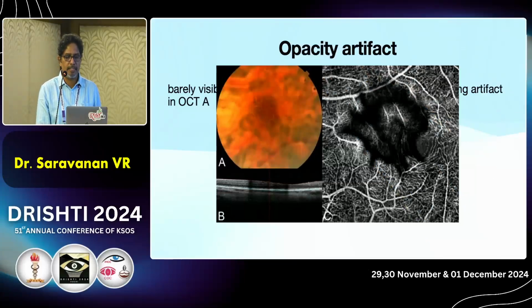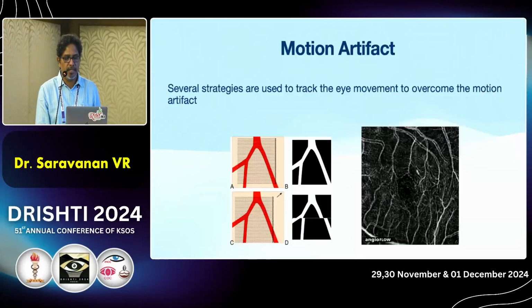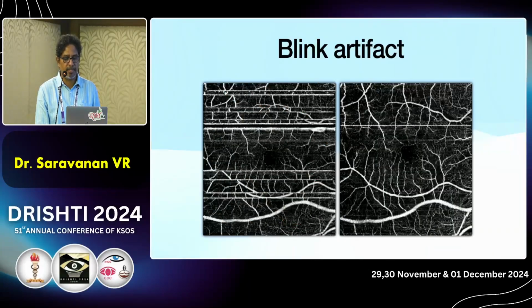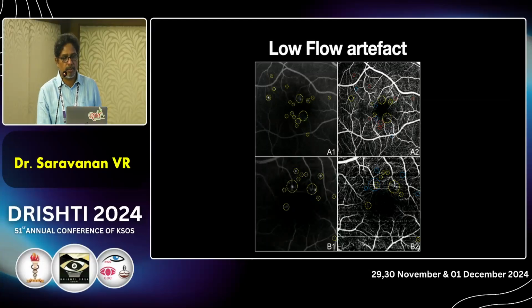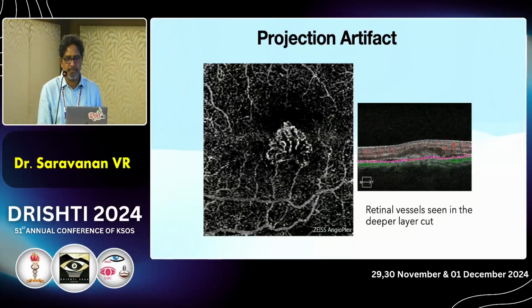And with any media opacity, you tend to get a lot of artifacts. Then there are motion artifacts, where the patient is moving the eye, and blink artifacts. So all these things can cause multiple issues, and the aneurysms, because of low flow pattern, do not get picked up on OCTA. So you have to fall back on the fundus fluorescein angiogram.